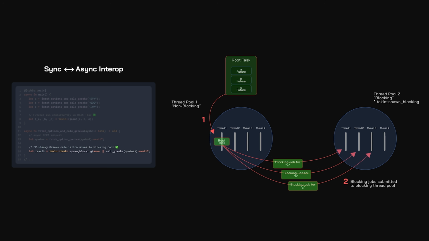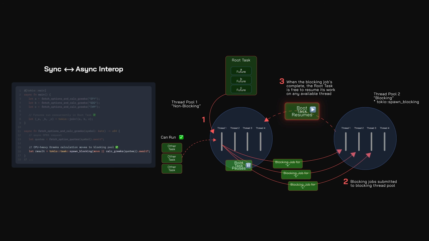And here's the key detail. The root task doesn't just sit there waiting, it actually comes off the thread entirely. That frees up the runtime to immediately run other async tasks. Meanwhile, the blocking work runs independently on the blocking pool. Step 3. Once the work finishes, the root task resumes. And it doesn't have to resume on the same thread. It can continue on any available thread in the non-blocking pool.